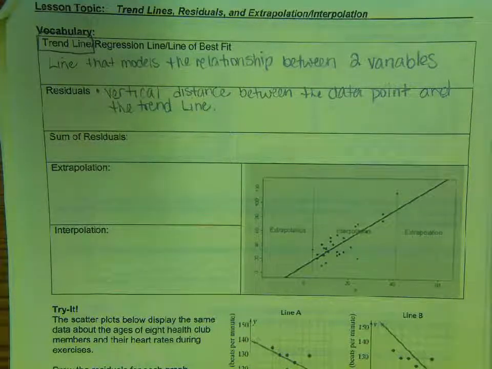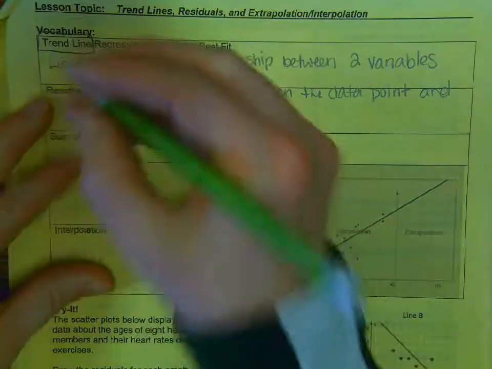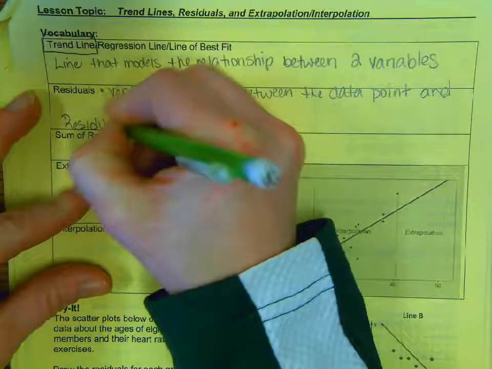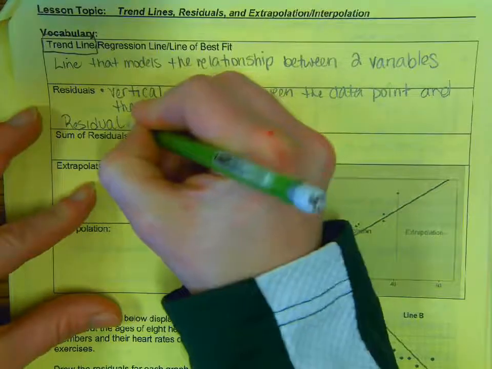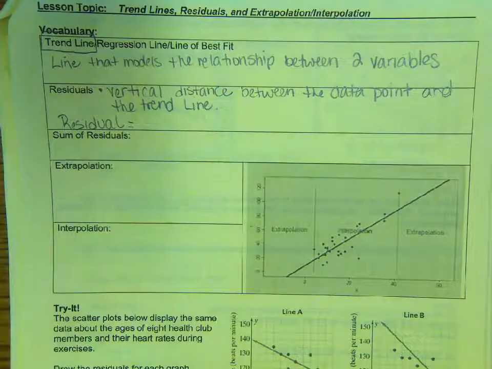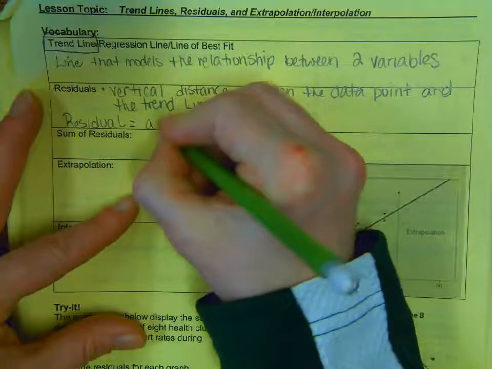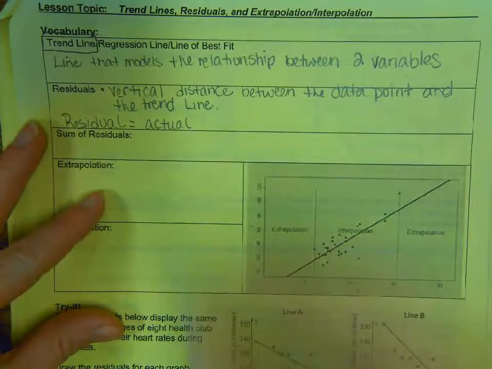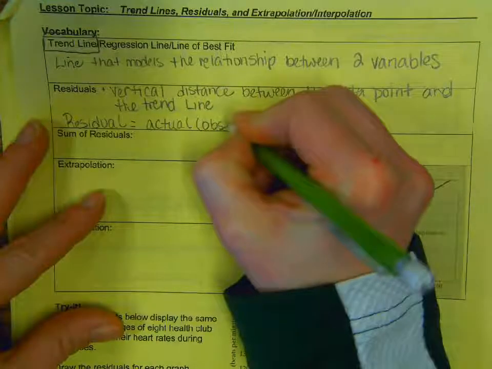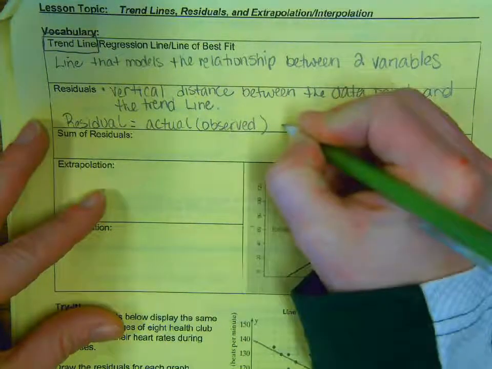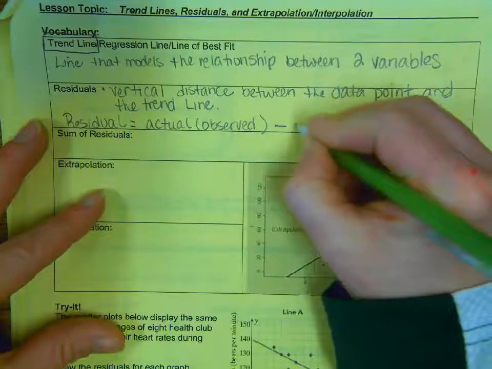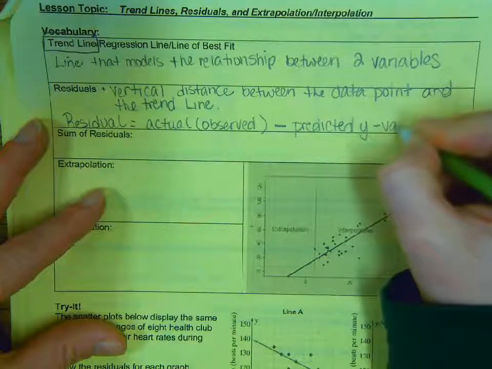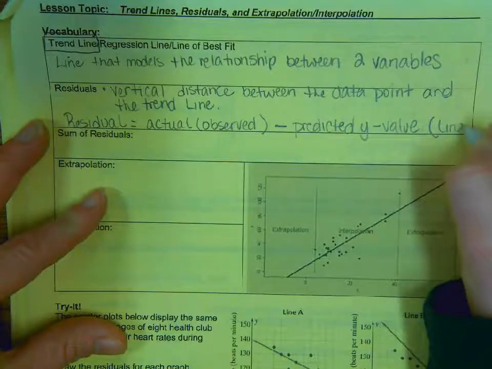And then I'm going to give you a formula. To find the actual residual, what we're going to do is we're going to do the actual point, or another word for that is the observed value, minus the predicted y value. And that's going to be the one on the line.